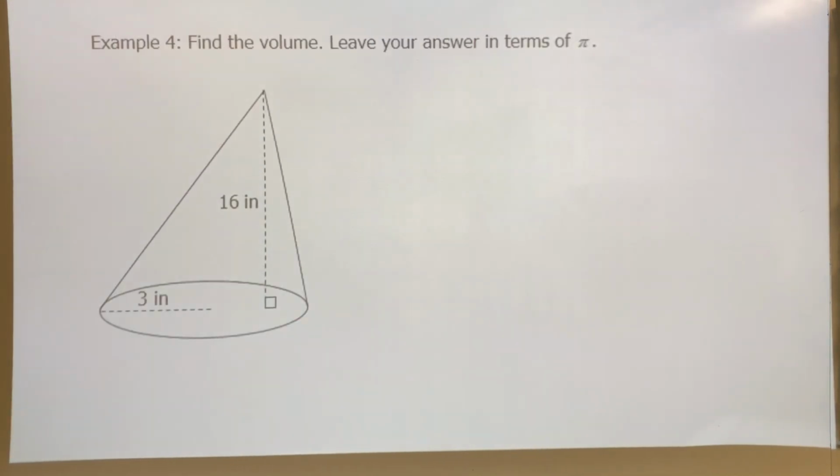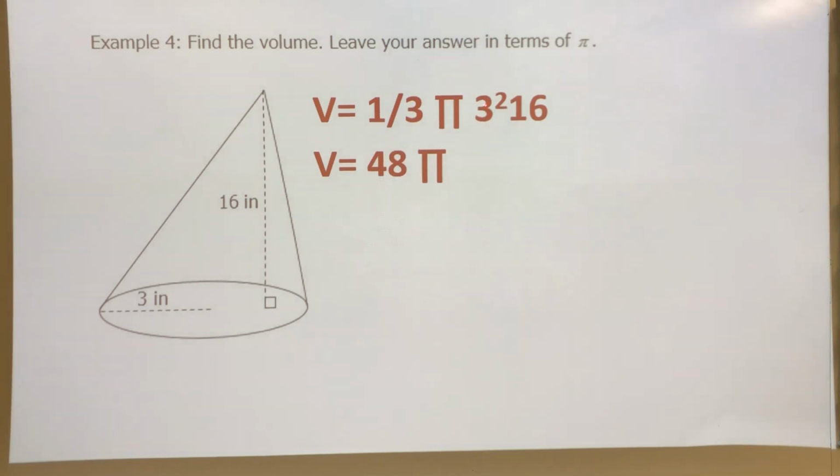All right, now in this example, they give us the radius and they give us the height. So this would be the very basic example for a cone, where the other one would be a little bit more intermediate. So this one, what we do is 1/3 pi times the radius squared times the height. So we would square this times 16, so 9 times 16 divided by 3 would give us 48, and then the pi is there. And if we want to convert that to decimal, we would multiply that by pi.